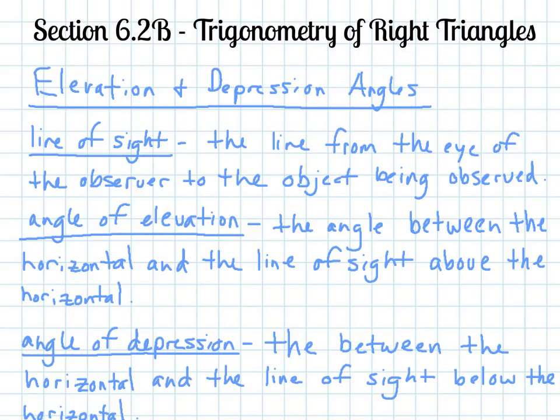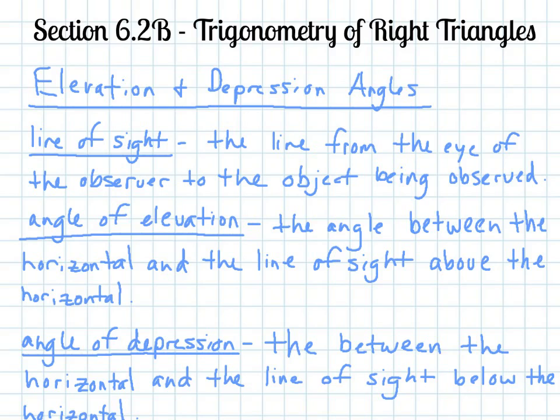So there's a line called the line of sight, and this line is from the eye of the observer. Like if you were looking at a tree, it's the line from your eye to the point where you're looking at on the tree. So the line from the eye of the observer to the object being observed. Okay? And you can either have an angle of elevation.